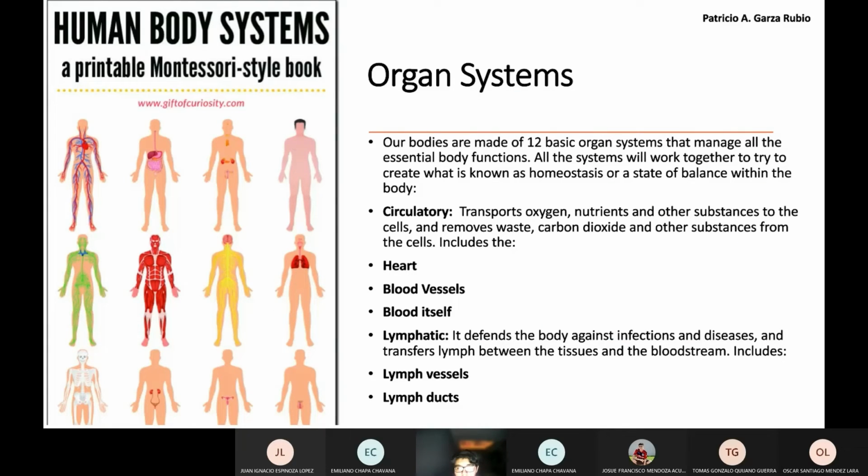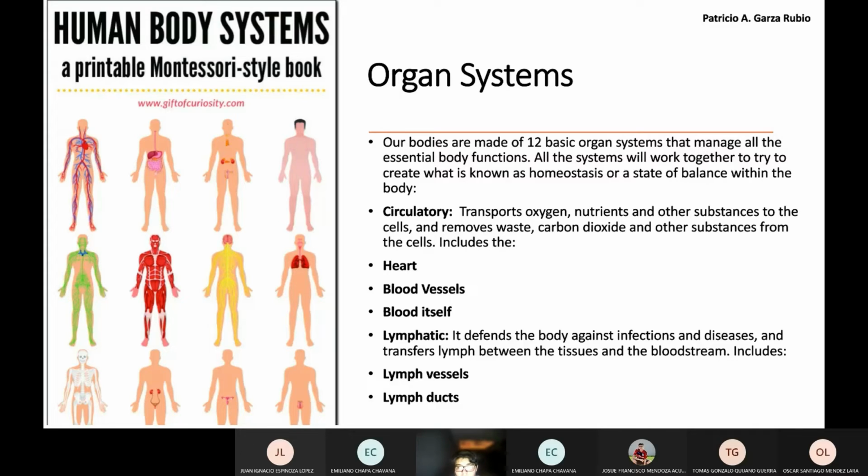Organ systems. Our bodies are made of 12 basic organ systems that manage all the essential body functions. All the systems work together to try to create what is known as homeostasis, or a state of balance within the body. Circulatory. Transports oxygen, nutrients, and other substances to the cells and removes waste, carbon dioxide, and other substances from the cells. Includes the heart, blood vessels, and blood itself.